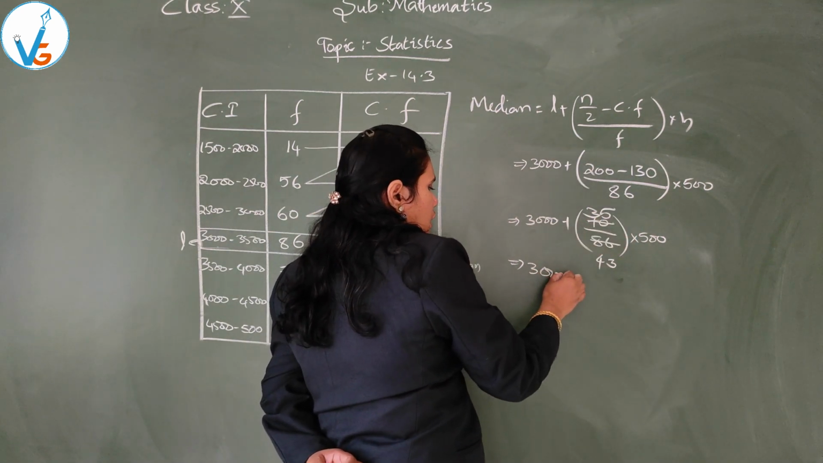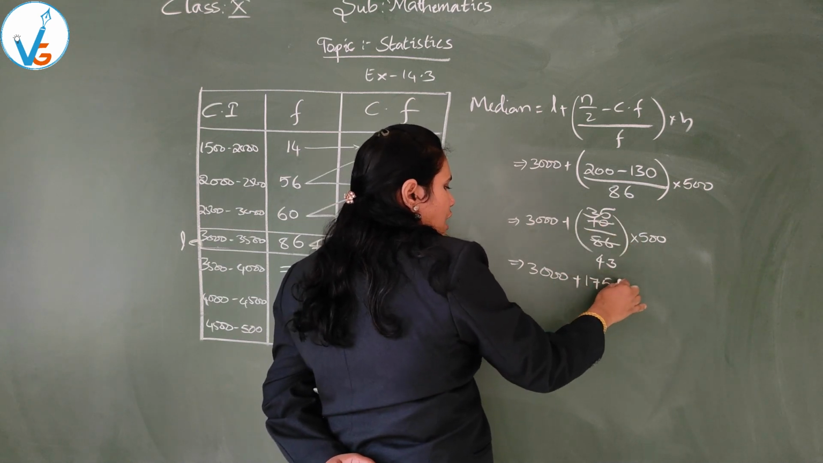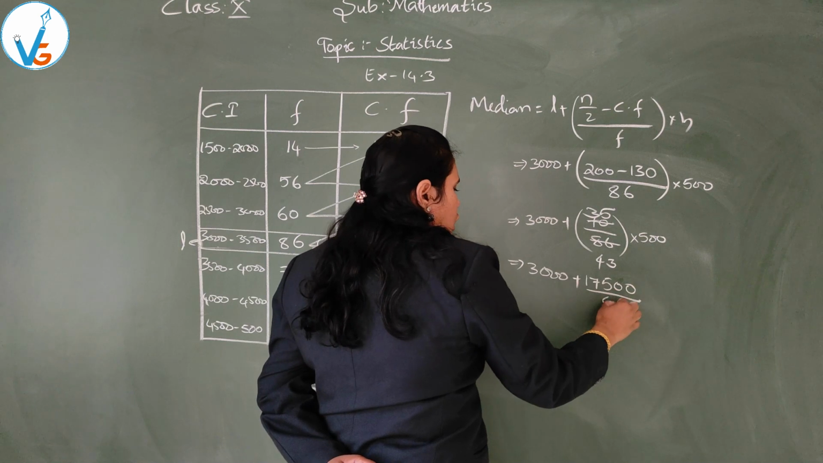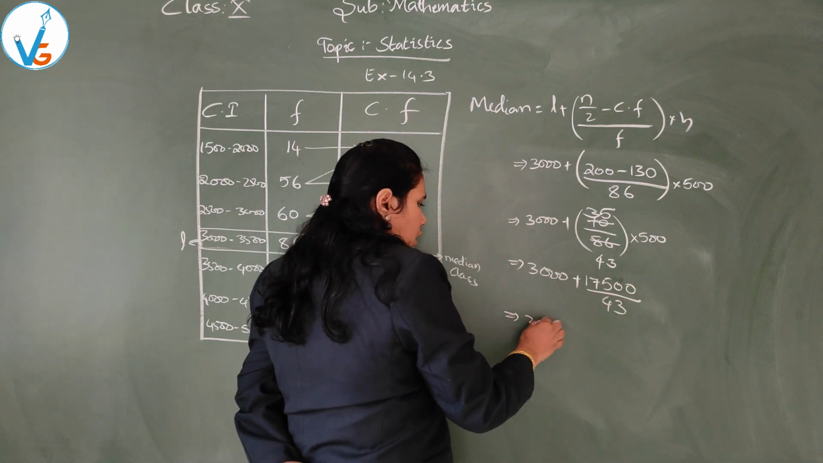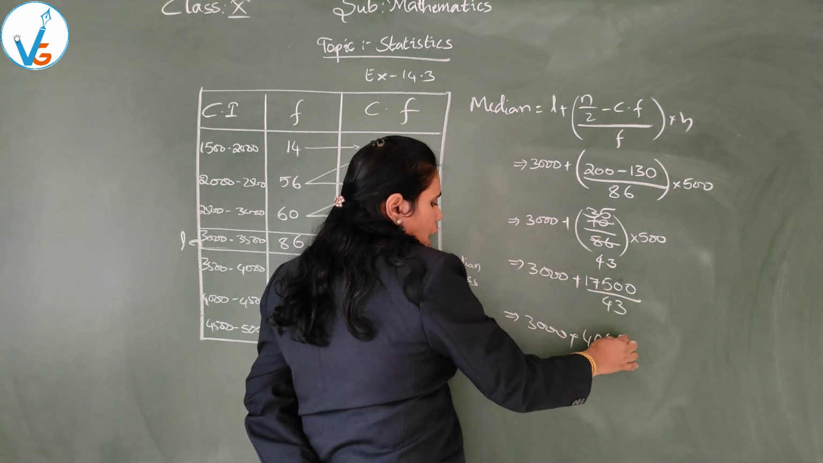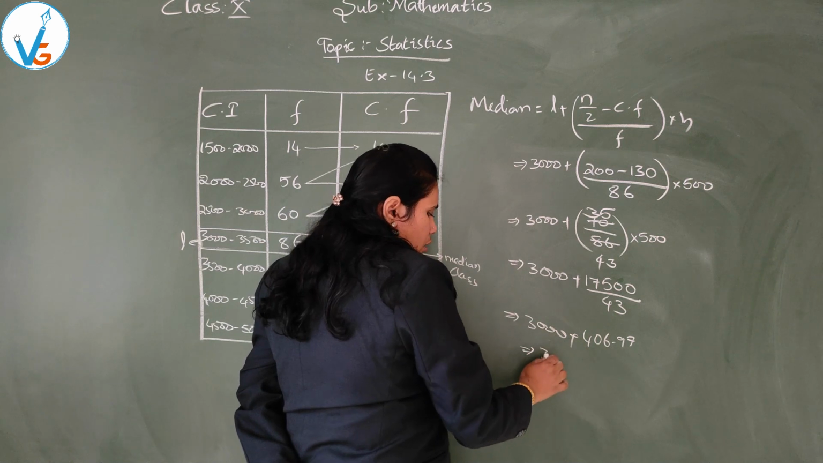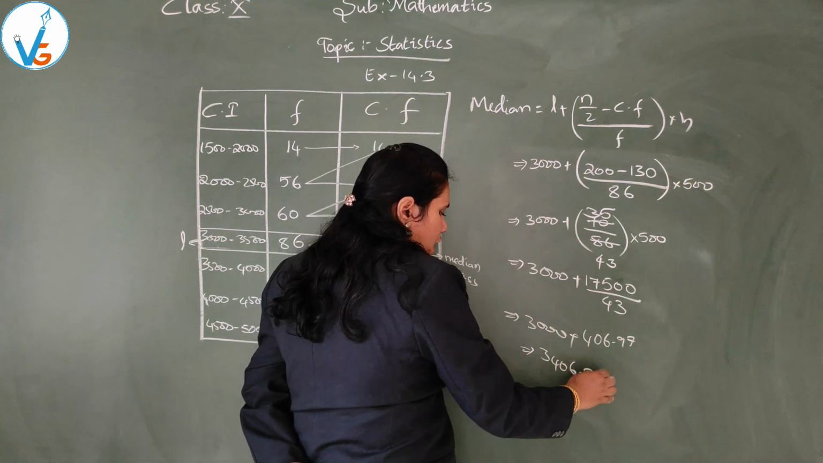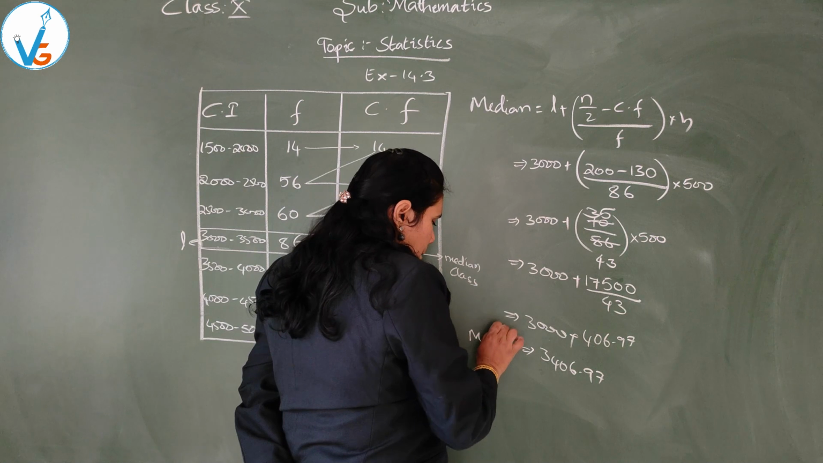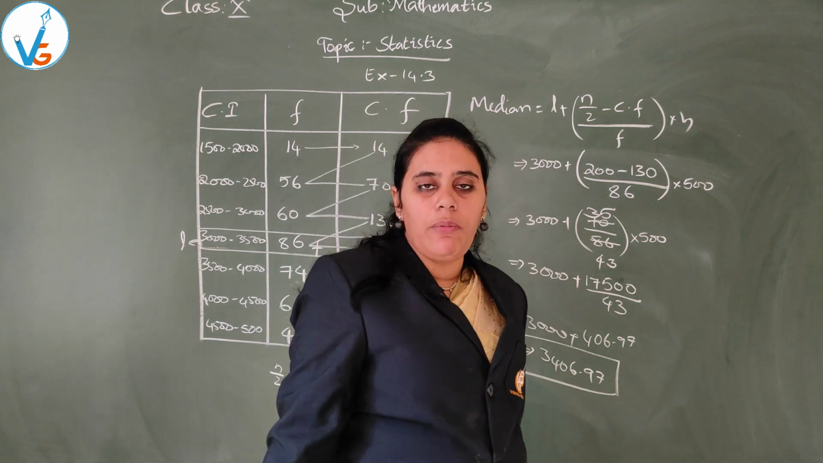So here you will get 3000 plus 35 into 5 will be 17500 by 43. Next step, 3000 plus, if we divide it, we will get 406.97. Next here we have to add both of these. It will become 3406.97. It is our median. Okay, I hope you have understood this problem.